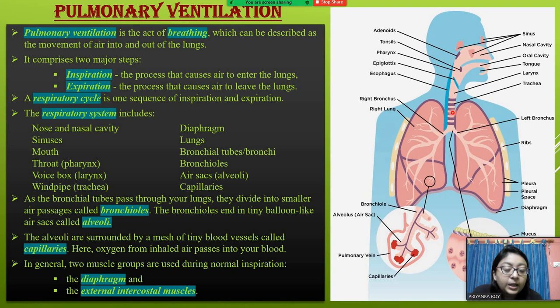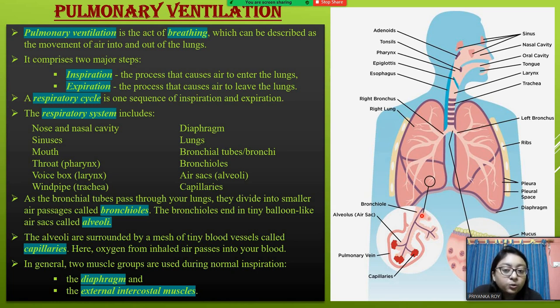This trachea divides into two branches, known as bronchus, singular, and bronchi, plural: the left bronchus and the right bronchus. Each bronchus enters into each portion of the lung, the left lung and the right lung. If you notice carefully, the bronchi further branch out into finer tubes or passages. These are known as bronchioles.